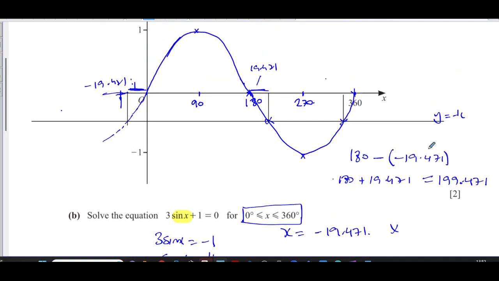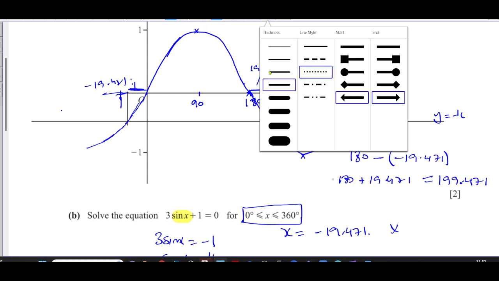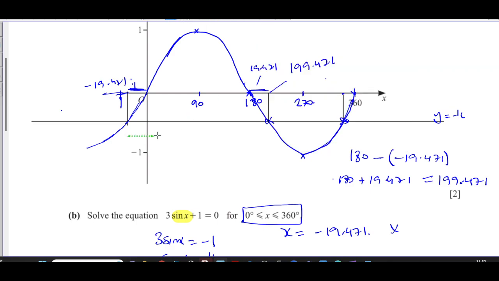Now we've got to find this other angle over here. So we now know that this angle here is 199.471. How do we find this angle? There's a few ways we can do it, but probably the simplest way is to understand that the sine curve repeats itself every 360 degrees. So this part where the curve is going up like this, and this part where it's repeating that same pattern going back up again like this, they're separated by a distance of 360 degrees. So those points are separated by 360 degrees.